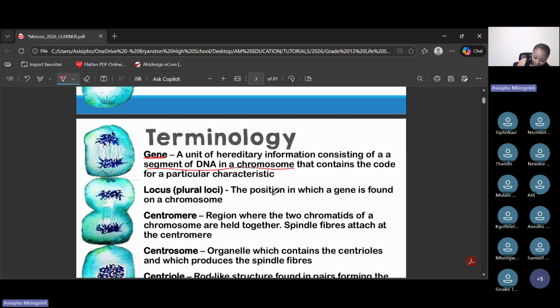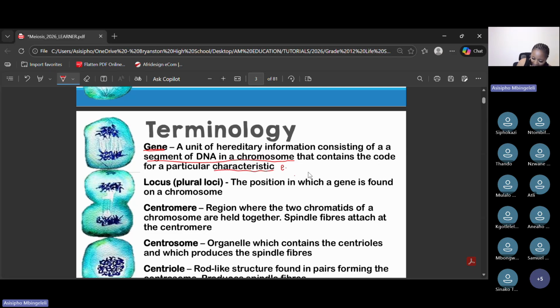Then you can even give examples here, e.g., that can be eye color. Remember this e.g. is not an example of a gene, it's an example of a characteristic. Okay, then the second terminology is a locus.